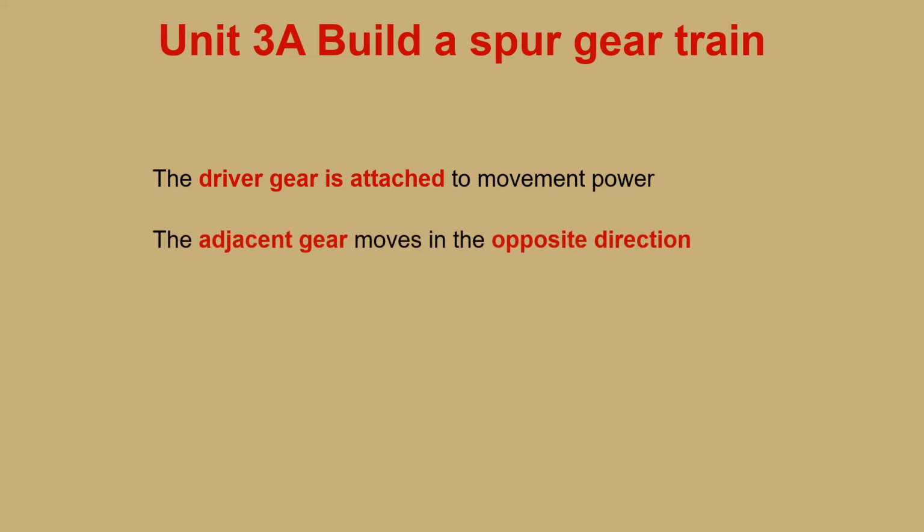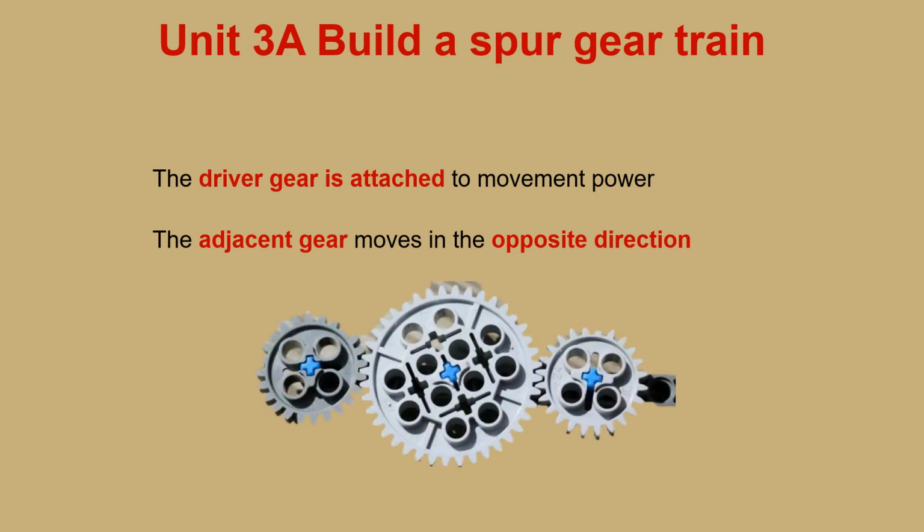So to build a spur gear train, you obviously have a whole range of spur gears. The driver gear is usually the one that's attached to the movement power or the motor, and the adjacent gears then move in opposite direction. So if you have 3 gears as pictured, and the one gear is turning clockwise, the second one will go anti-clockwise, so it means the third one will then again go clockwise.